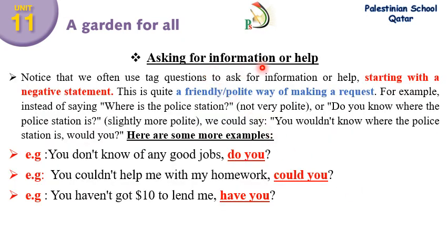Asking for information or help. Note that we often use tag questions to ask for information or help, starting with a negative statement. This is quite a friendly, polite way of making a request. For example, instead of saying, "Where is the police station?", which is not very polite, or, "Do you know where the police station is?", which is slightly more polite, we could say, "You wouldn't know where the police station is, would you?"